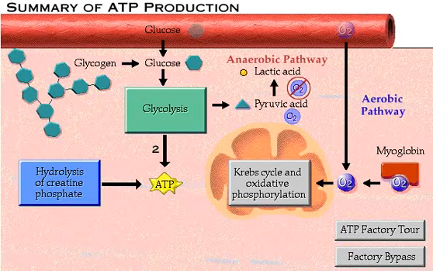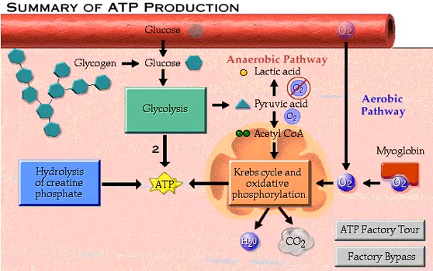In the presence of oxygen, the aerobic pathway takes place. Pyruvic acid is converted into acetyl-CoA, which enters the Krebs cycle. In oxidative phosphorylation, energy is transferred to ATP. The aerobic pathway yields the greatest amount of ATP, 36 molecules of ATP per molecule of glucose. Byproducts of the aerobic process include water and carbon dioxide.